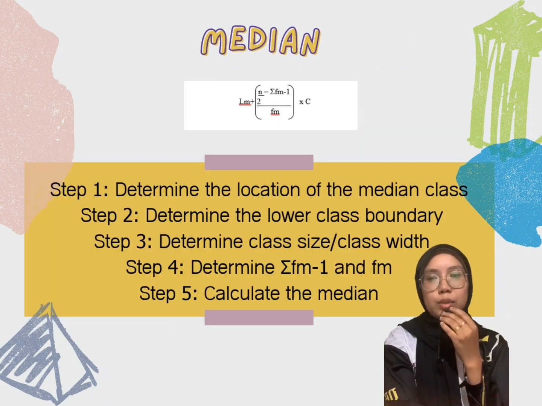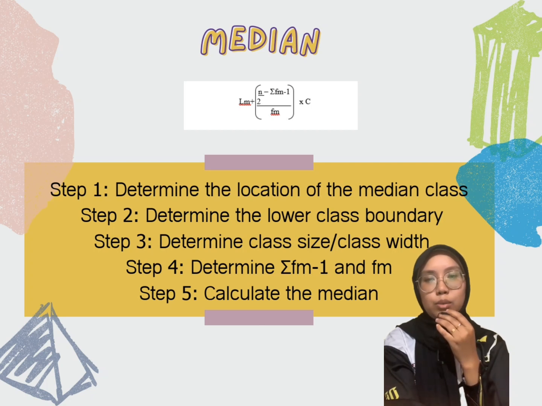Now, we proceed to median. Median is the middle value of a set of numbers. This slide provides the formula of median, which is Lm plus bracket n divided by 2 minus the sigma sum Fm minus 1 divided by Fm close bracket multiply C.